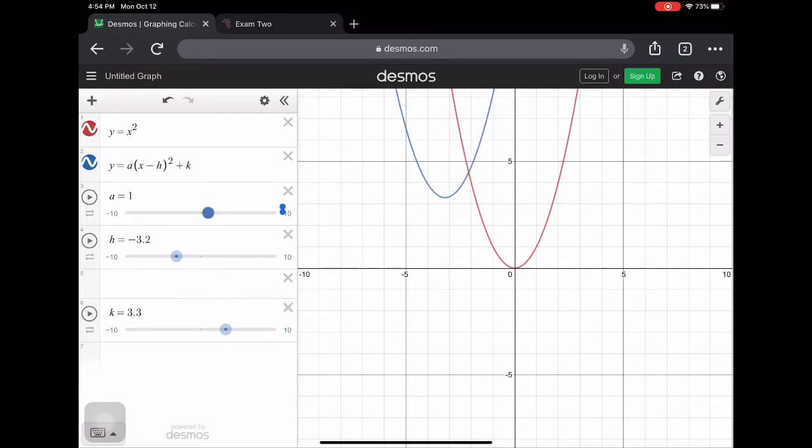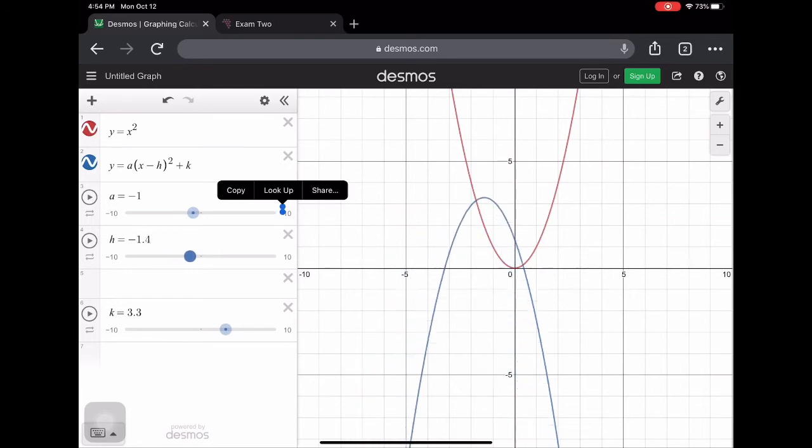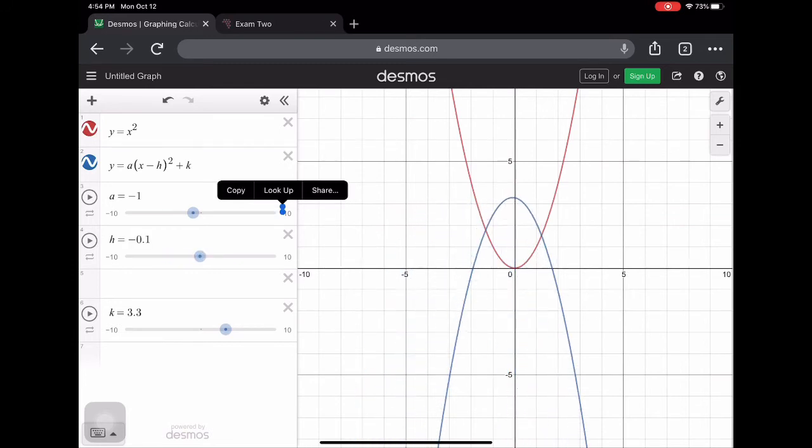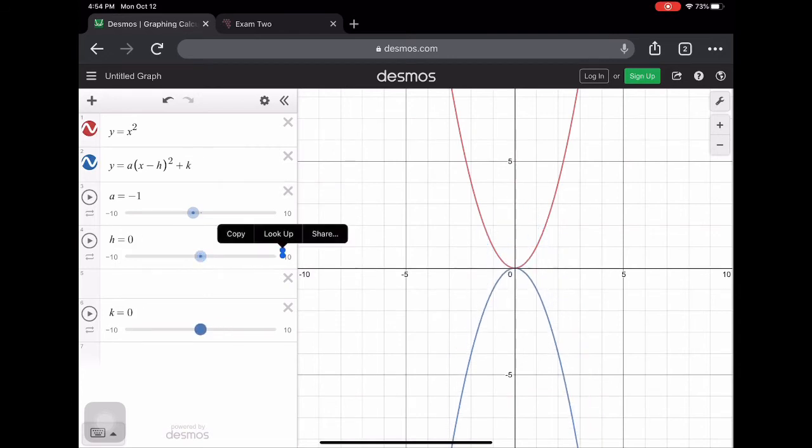My a value stretches or shrinks my graph and also reflects. So if I make my a a bigger number, my graph gets skinny. If I make my a less than 1 but still positive, my graph gets wider. But when I make my a negative, I reflect over the x-axis. So if I just had a negative 1, not multiplying by any other number, my graph is just reflected over the x-axis. So a negative is going to reflect your graph, and a positive is going to be straight up, but you might have some sort of adjustment in terms of, is it going to be wider or skinnier?